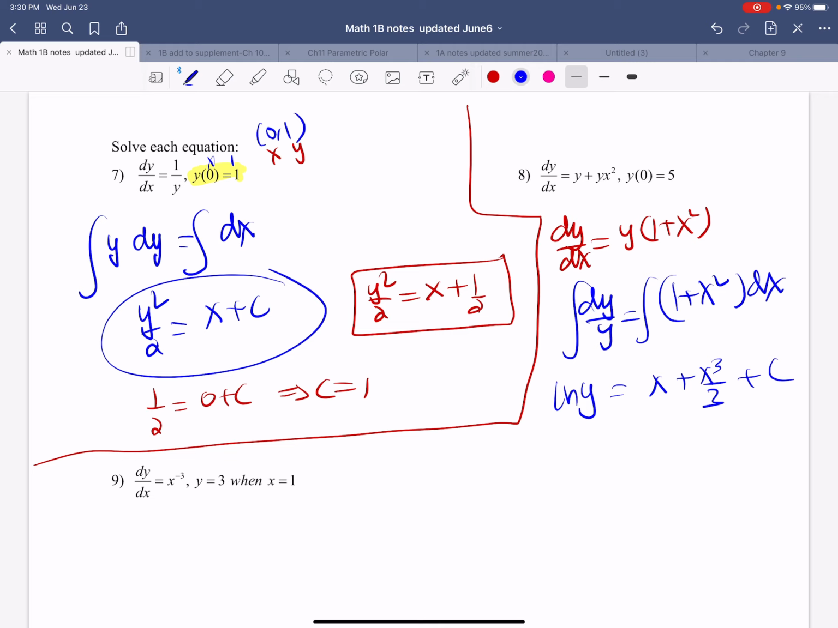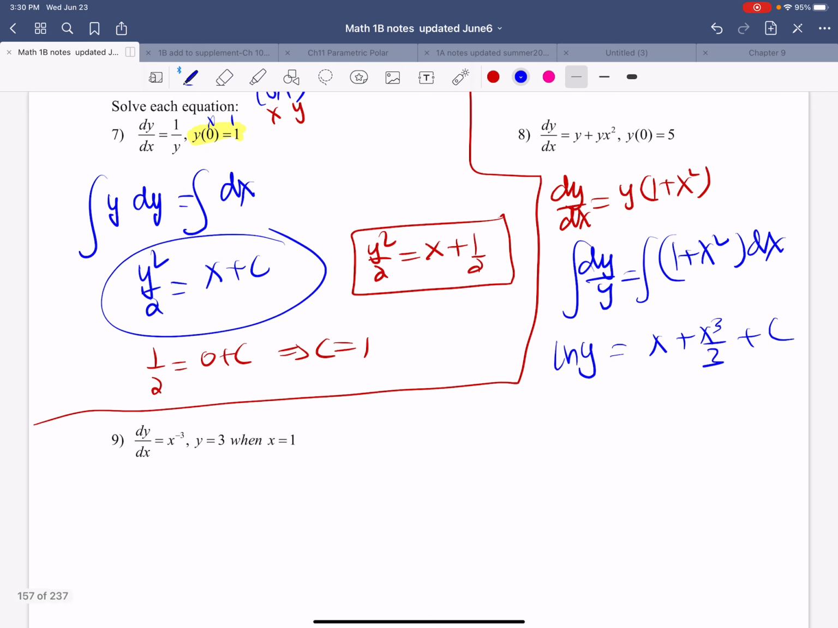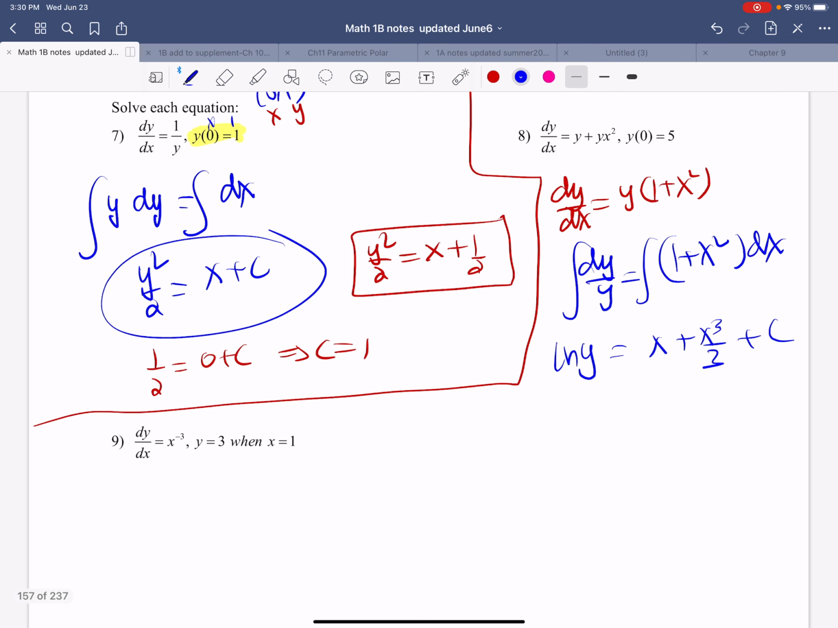Okay, now I'm going to find out, let's isolate the y here before we plug in the values. Natural log of y, so we will raise both sides to the power e. This will leave me with e to the power natural log of y is equal to e to the power x plus x to the third over 3 plus c.